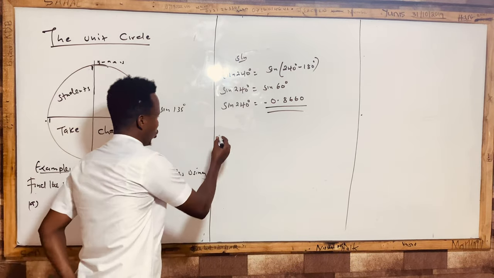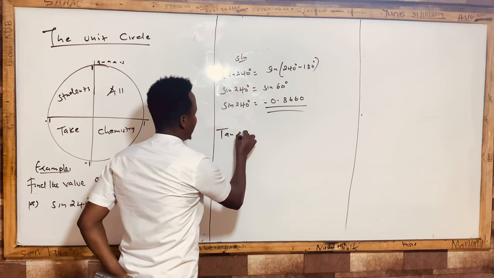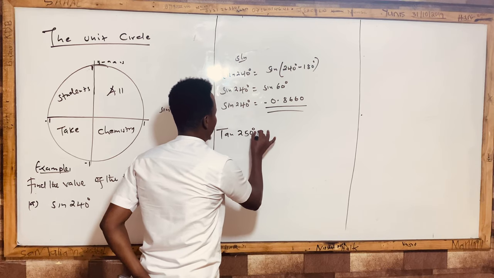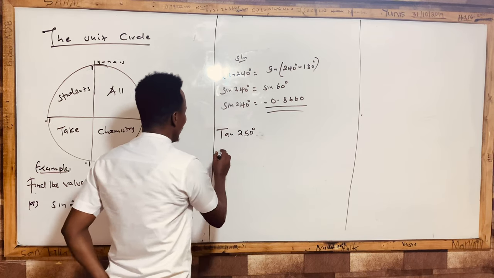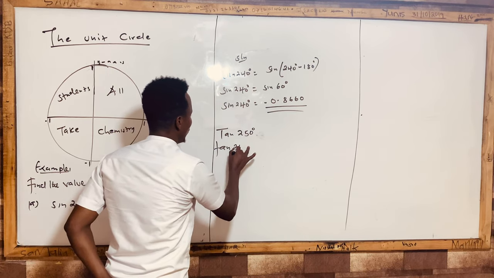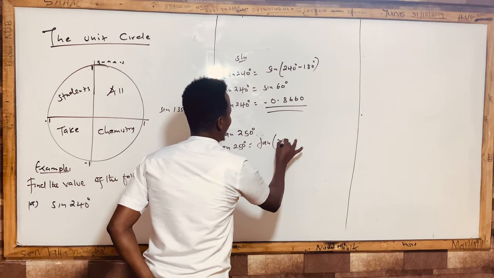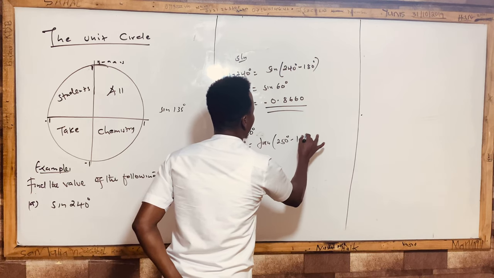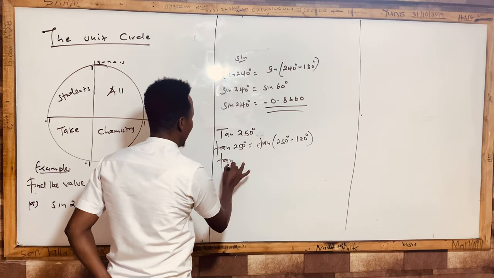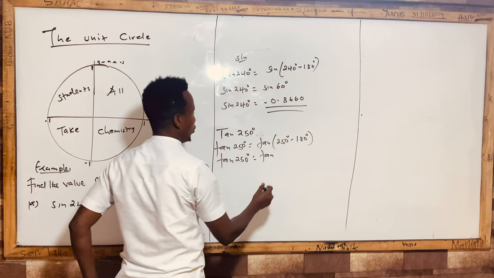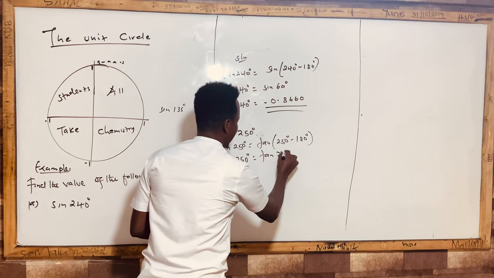Let's get tan also. Tan 250. So how are you going to solve this one? We are going to say tan 250 degree is equal to tan, open the bracket, 250 degree minus 180 degree. So tan 250 degree is equal to tan, subtract these two now. That's 70, yeah? Tan 70.